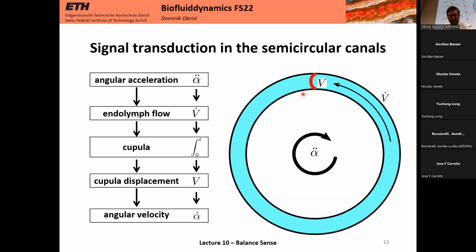So the cupola, and this is why I stressed so much that it's attached on either side, completely blocking the flow, creates an integral of the endolymph flow. Its displacement is proportional to the integral of the flow, and this is obviously proportional not to the acceleration, but to the velocity. So this is the story behind why semicircular canals are velocity sensors and not acceleration sensors.